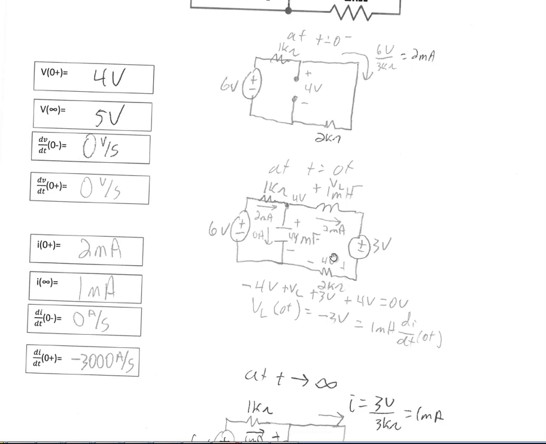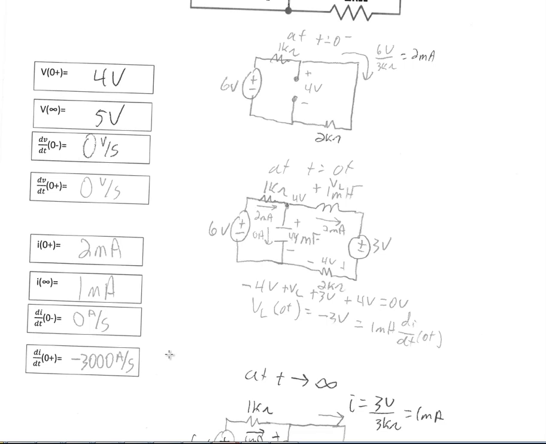So if we have minus 4 volts plus VL plus 3 volts plus 4 volts equals 0, then that means that VL at 0 plus has to be minus 3 volts. That's how we balance out that equation. So VL is minus 3 volts. That has to equal L di/dt at 0 plus. And so therefore, to figure out di/dt at 0 plus, we simply take negative 3 volts, divide it by 1 millihenry, and that gives us negative 3,000 amps per second. So our initial condition at 0 plus for di/dt is negative 3,000 amps per second.